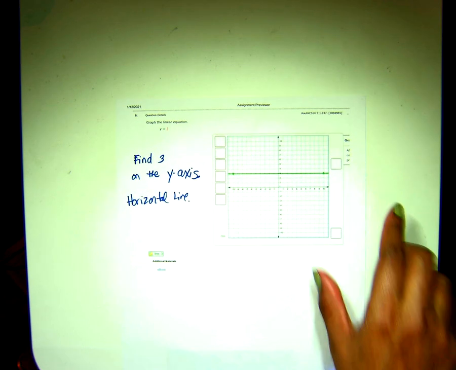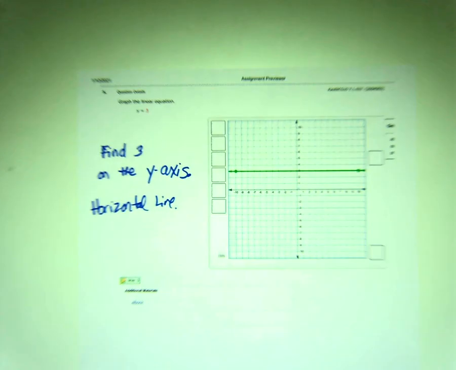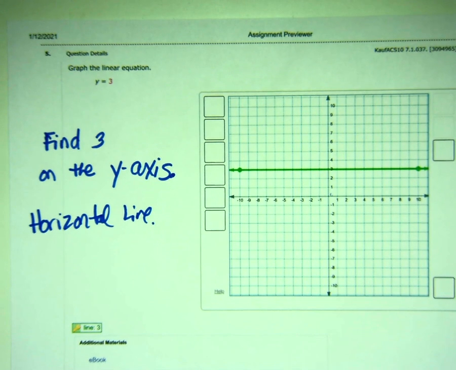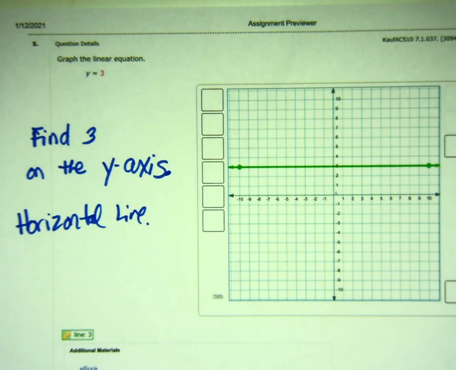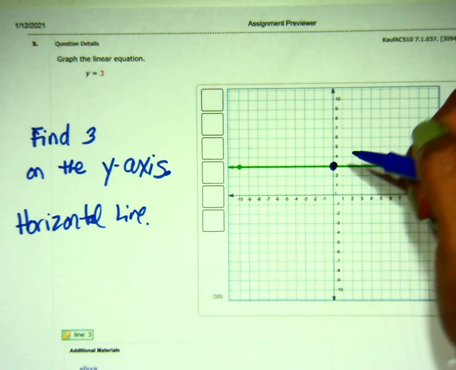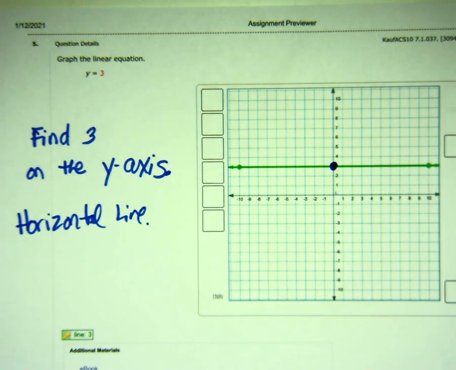Our next one should be rather more simple. I'm just going to say that. You have an equation where y equals 3. So you're going to find 3 on the y-axis. So boom, bam, pow. Here's +3 on the y-axis. Draw a horizontal line through that 3.